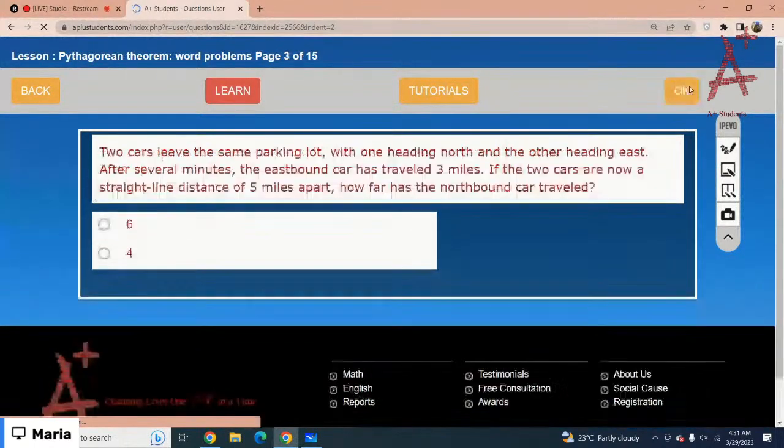Okay, two cars leave the same parking lot, with one heading north and the other heading east. After several minutes, the eastbound car has traveled 3 meters. If the two cars are now a straight line distance of 5 apart, how far has the northbound car traveled?